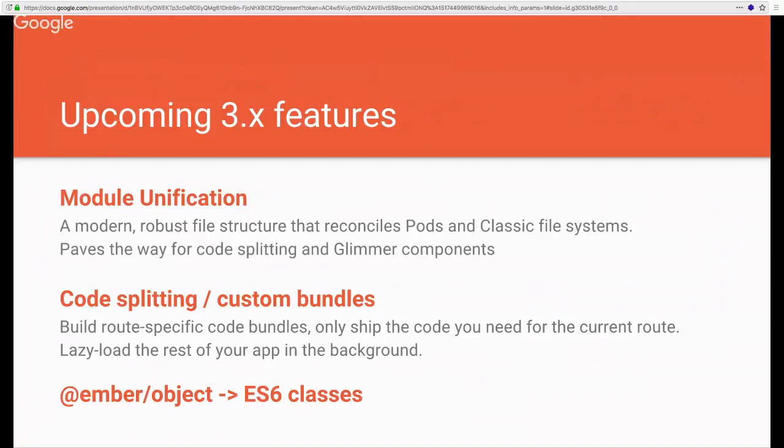Code splitting and custom bundles. This is the idea that for each route in your app, each URL, each section of the app, the build process of Ember CLI would be able to spit out a bundle just for that section. So whatever section of the app your user is using, they get the code for that, but not the other parts. The classic example is an admin dashboard: an app that has the main user feature set and then an admin dashboard. Most of your users might not ever see that admin dashboard, so you wouldn't need to ship that code to users who aren't using it. You'd also be able to lazy load the rest of your app in the background so that you still get really snappy transitions.